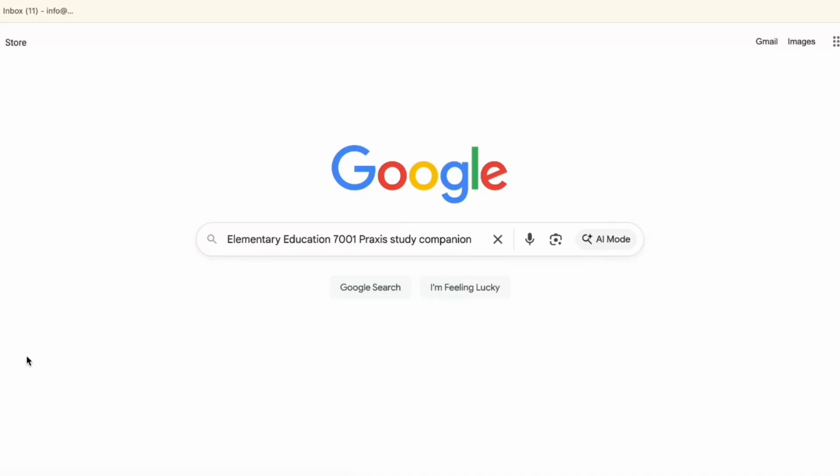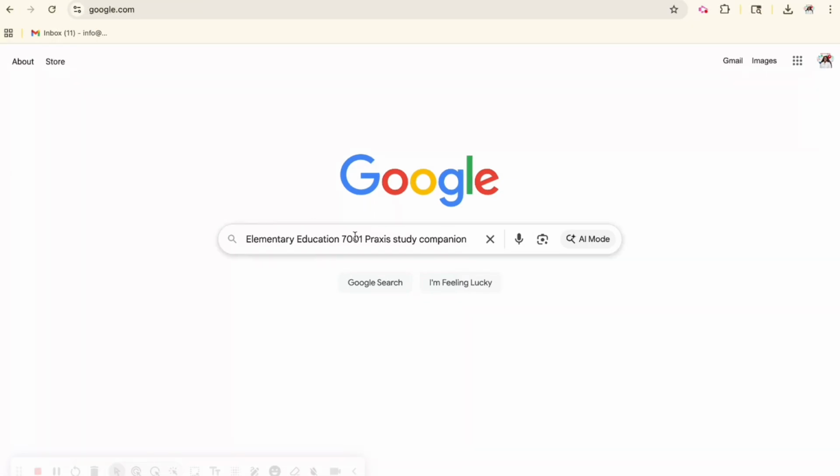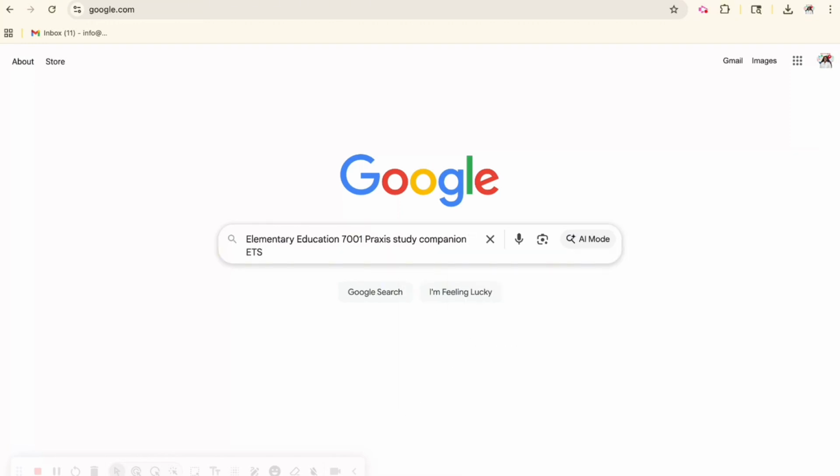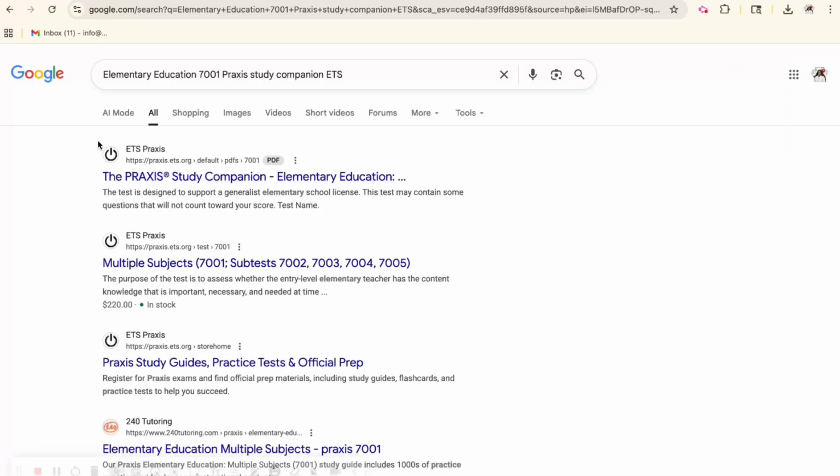Now, there are multiple ways that you can access the ETS Study Companion, but the most simple way for me to do it is to just Google the Study Companion for the Praxis exam that I'm preparing for. You're going to type in the test name, the code, Praxis Study Companion, and then I always put ETS at the end. Let's say you were doing PLT 5624, 5622, whichever one you're using, Study Companion, ETS. So you always want to put the test name, the code, Study Companion, ETS, and search. And it's usually always the first one that's the PDF. You want to always go to the PDF.